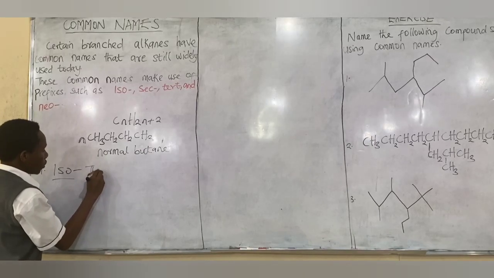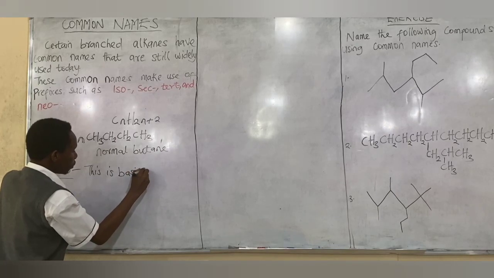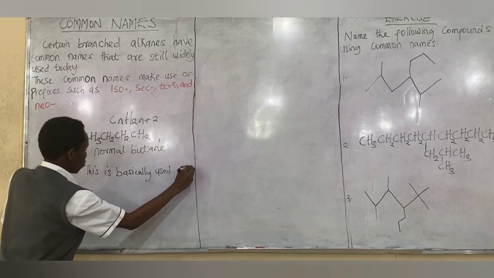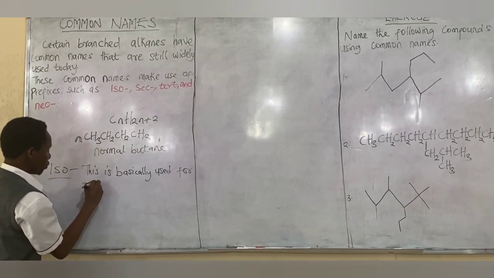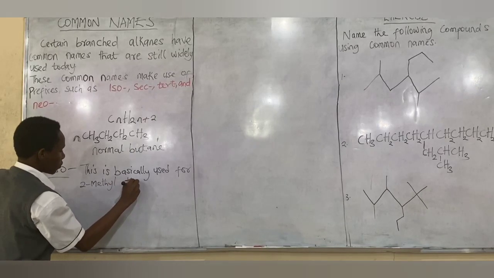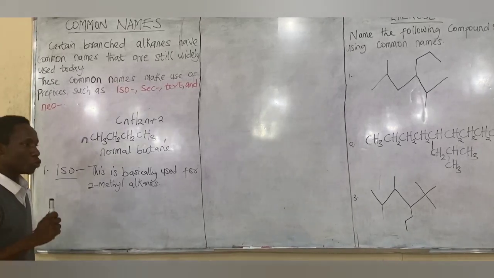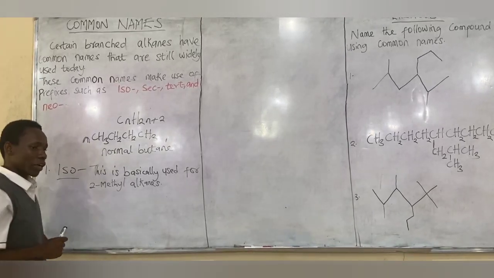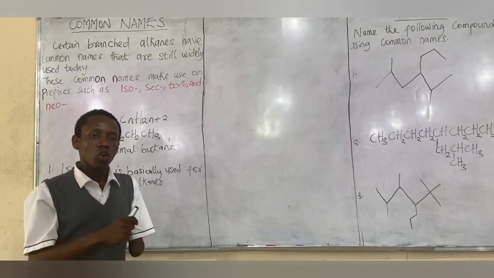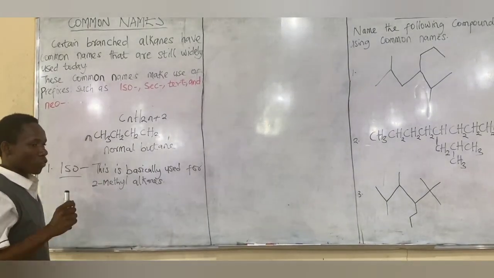This is basically used for 2-methyl alkanes. That is when we use iso. What do I mean by this? When we have our substituent on the second carbon of an alkane chain, we use iso. I'll give an example.